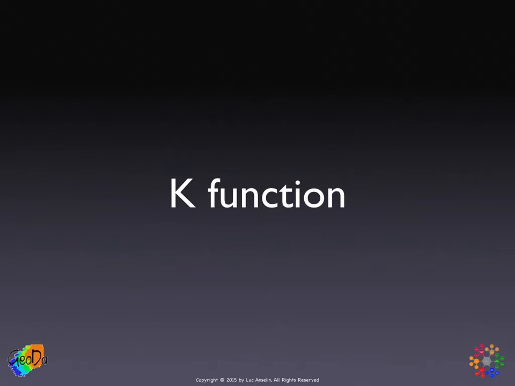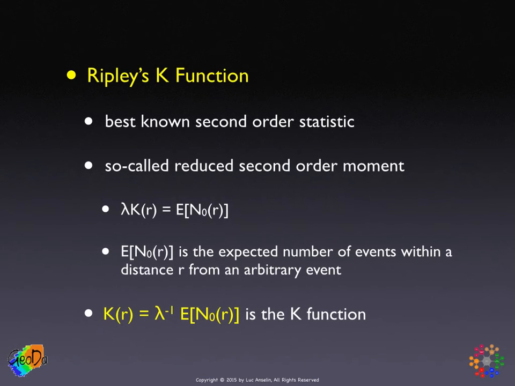Now we turn to the K function, better known as Ripley's K function, which is arguably the most familiar and best known second order statistic. It's referred to as the reduced second order moment. It is related to the second order intensity that we discussed in the context of the pairwise correlation function, but the relationship is actually quite complex.